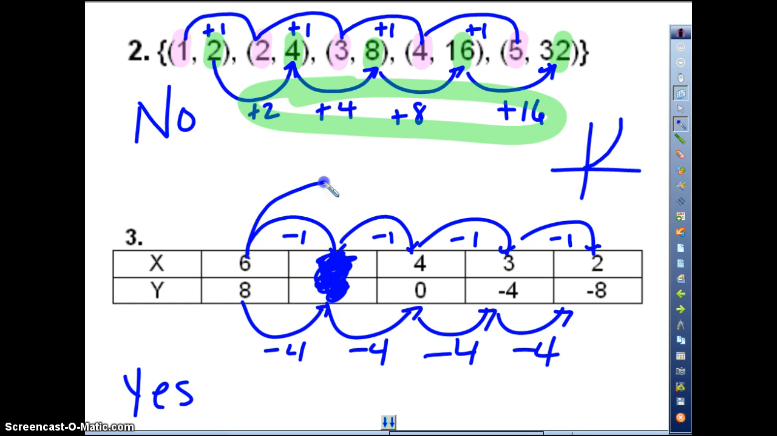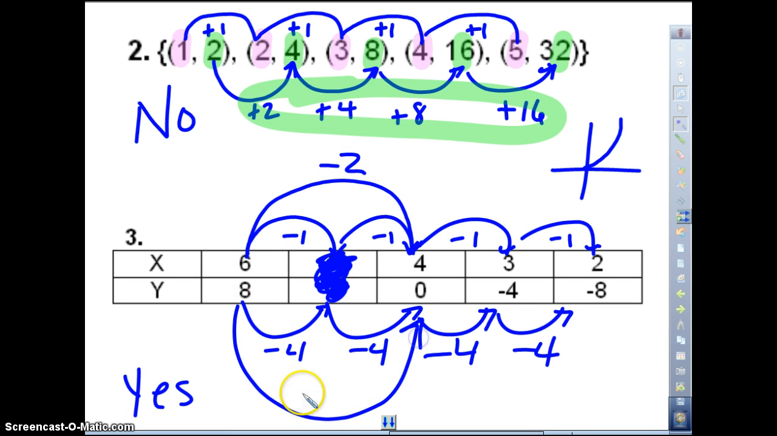Because from here to here, what happened? Minus 2. Minus 2, what happened from here to here? Minus 8. Minus 8. But if you take the change in your y and divide by the change in your x, you would still get the same answer. Yeah, you still get a constant rate of change.